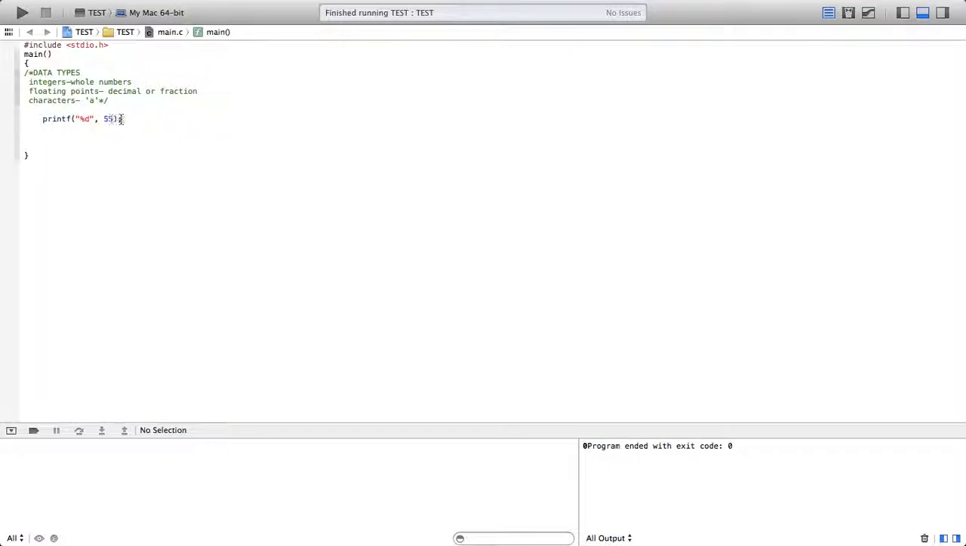When displaying floating points, you do the same thing as displaying integers, but use %f instead of %d, and the number should be a decimal or a fraction. When displaying characters, you would do the same thing as integers, but you use %c, and then you put a character.